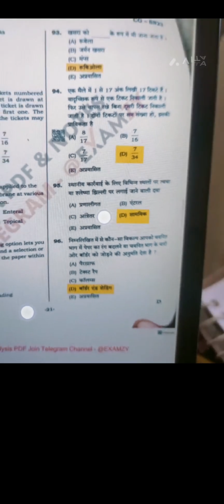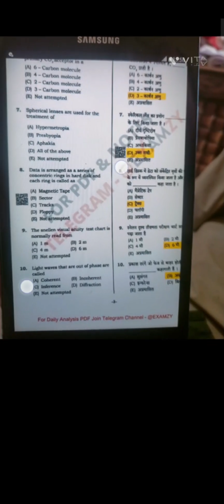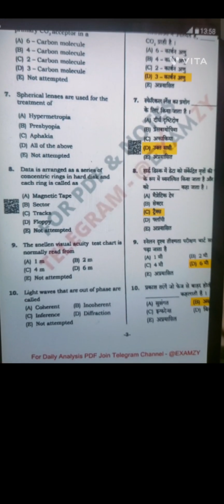What is the next question? And particularly computer questions, yes, one question is there. Data is arranged as a series of concentric rings on a hard disk, and the ring is called: sector, tracks, floppy disk or magnetic tape. So सही आंसर है tracks, क्योंकि tracks are further divided into sectors. So tracks are in the form of concentric rings.